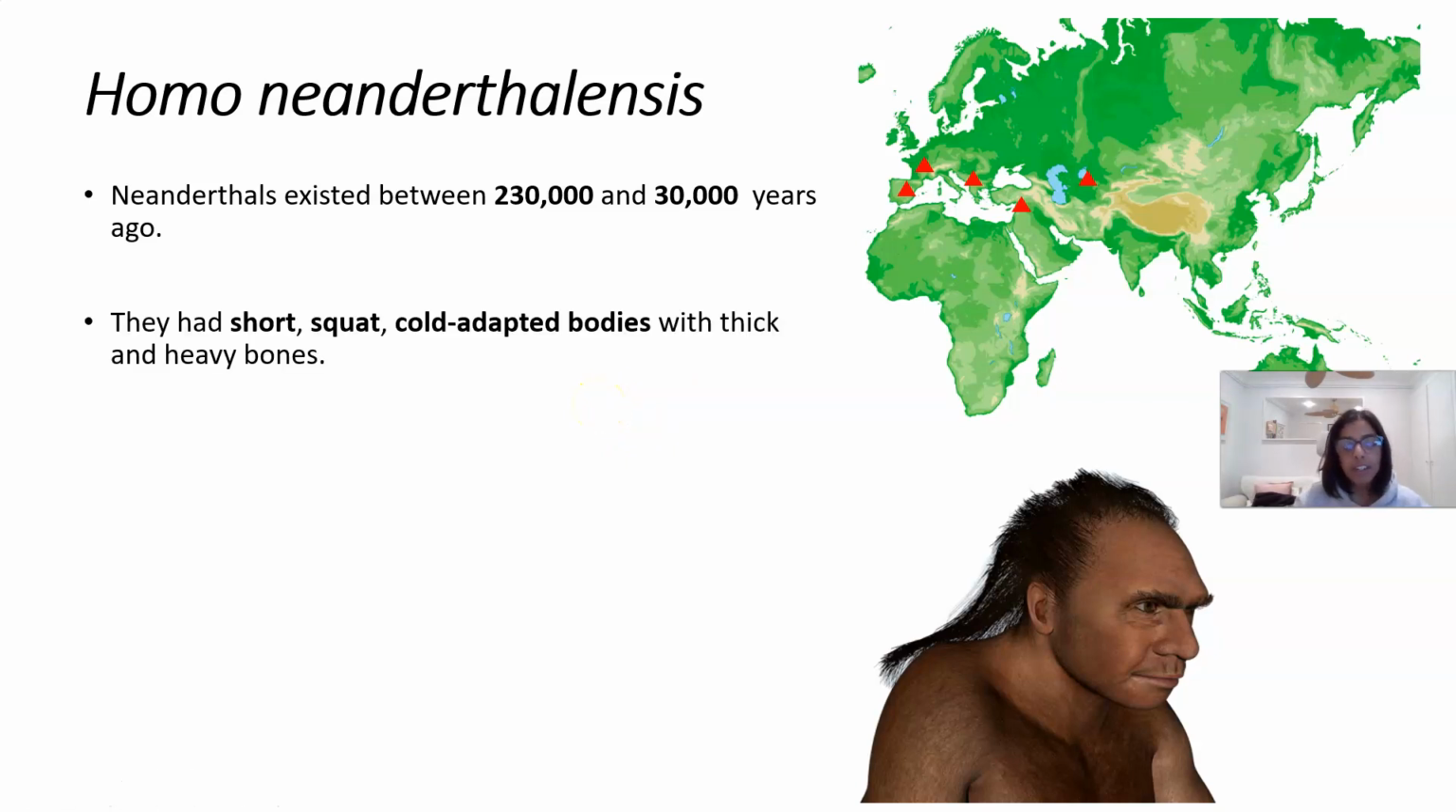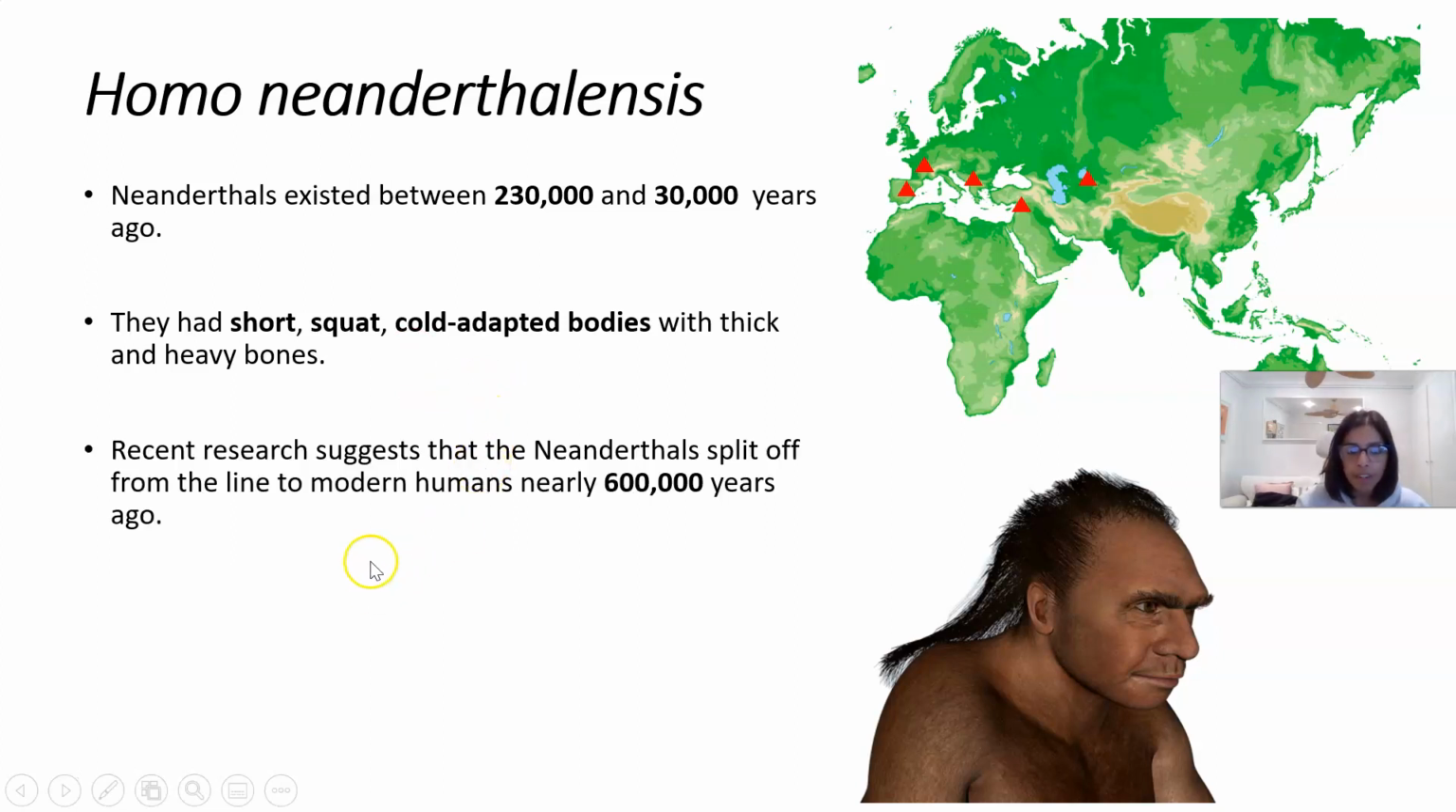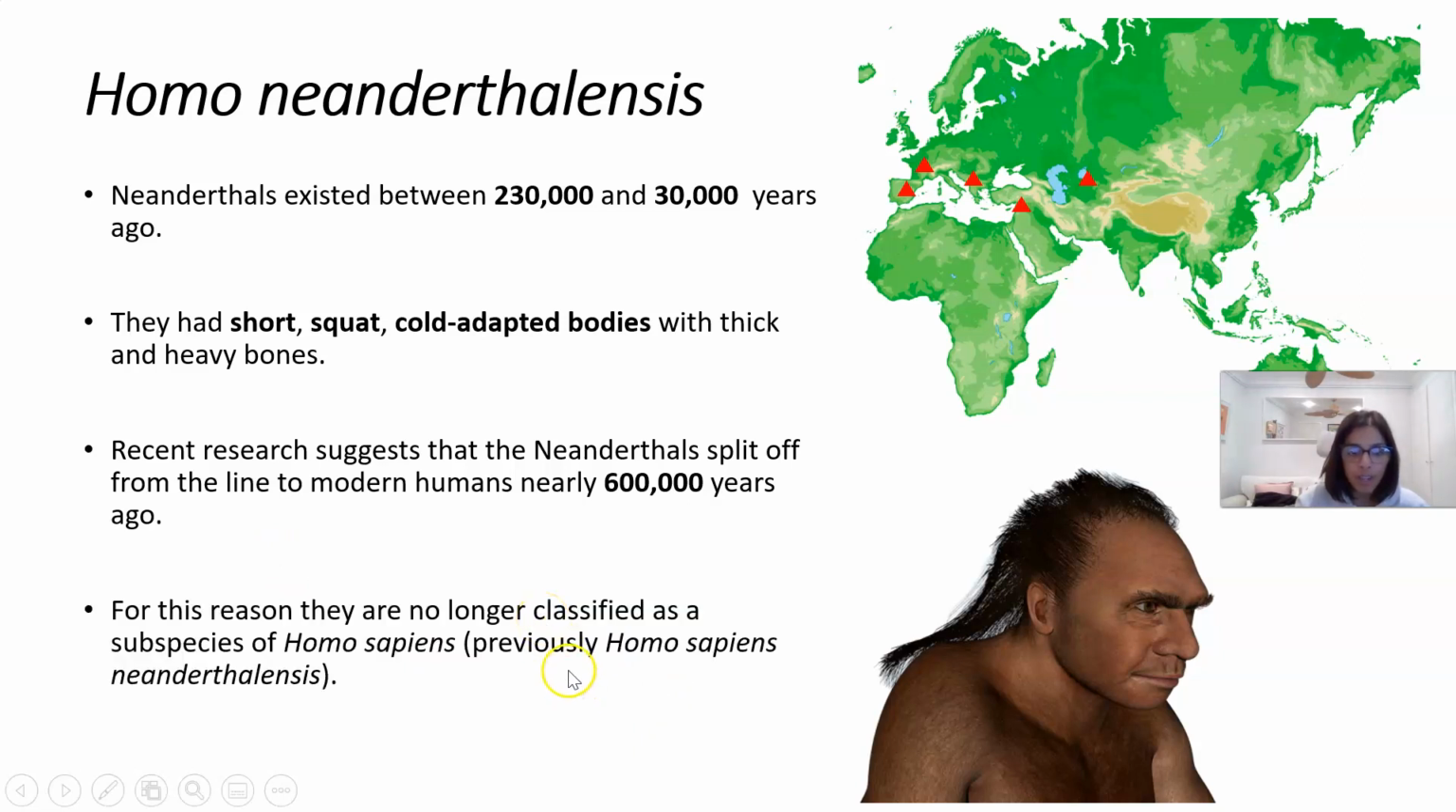Because of their environmental location, they were thought to be quite short and squat people. This was to help with cold adaptation. They were quite thick-boned and therefore had a lot of heavy musculature. There is some research to suggest that Neanderthals are a separate species from humans, and that we diverged somewhere in the region of 600,000 years ago. Now, for this reason, Homo neanderthalensis is classed as a separate species to Homo sapiens, although that evidence is only suggestive and not conclusive.